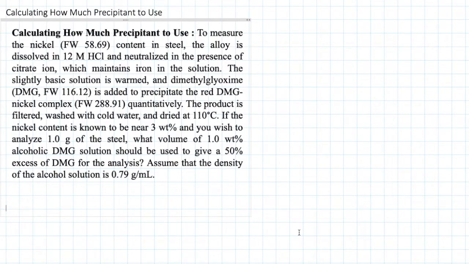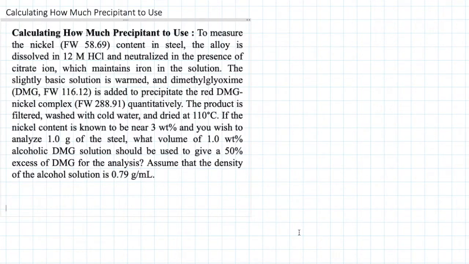Calculating how much precipitant to use. To measure the nickel content in steel, the alloy is dissolved in 12 molar hydrochloric acid and neutralized in the presence of citrate ion, which maintains iron in the solution. The slightly basic solution is warmed and dimethyl glyoxime, or DMG, is added to precipitate the red DMG nickel complex quantitatively. The product is filtered, washed with cold water, and dried at 110 degrees.